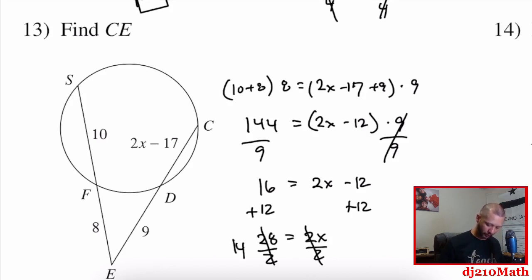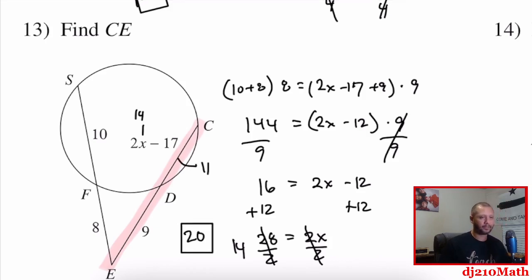But what are we looking for? We're looking for CE. And we know that x is 14. So if x is 14, 2 times 14, which is 28, minus 17, which is 11. So this is 11. So 11 plus 9, 20. Ta-da!